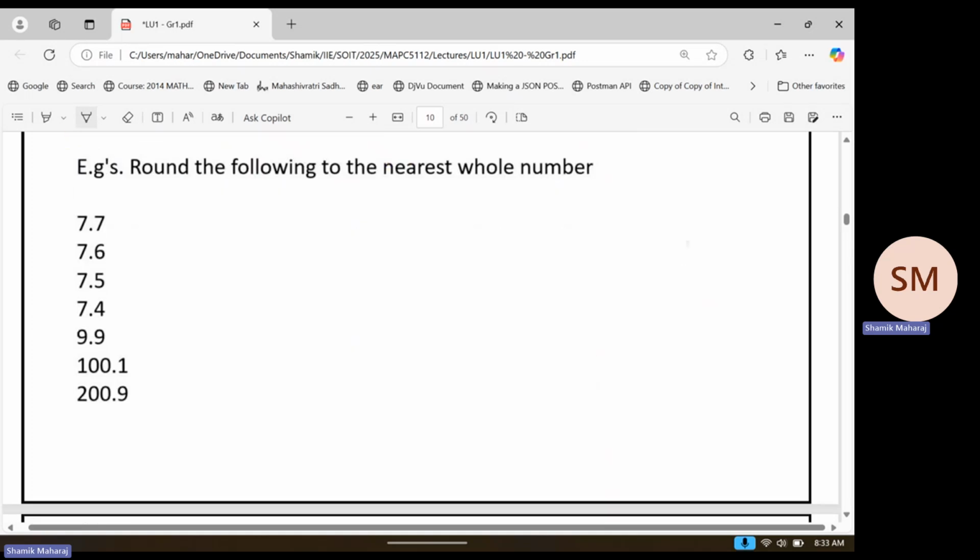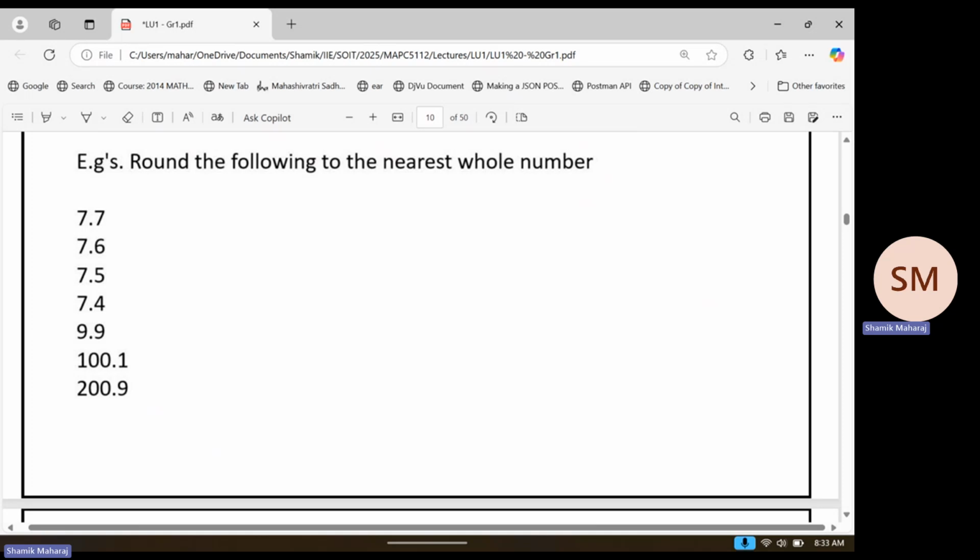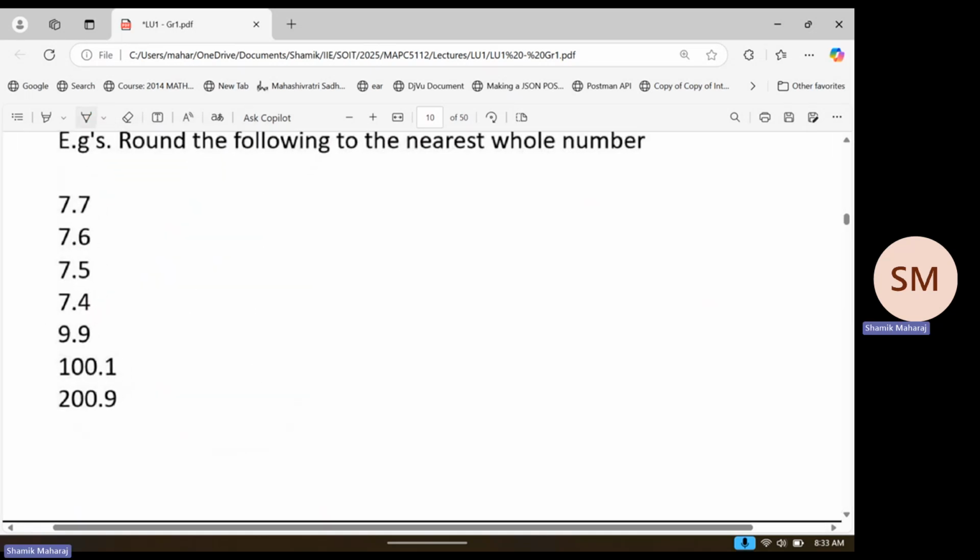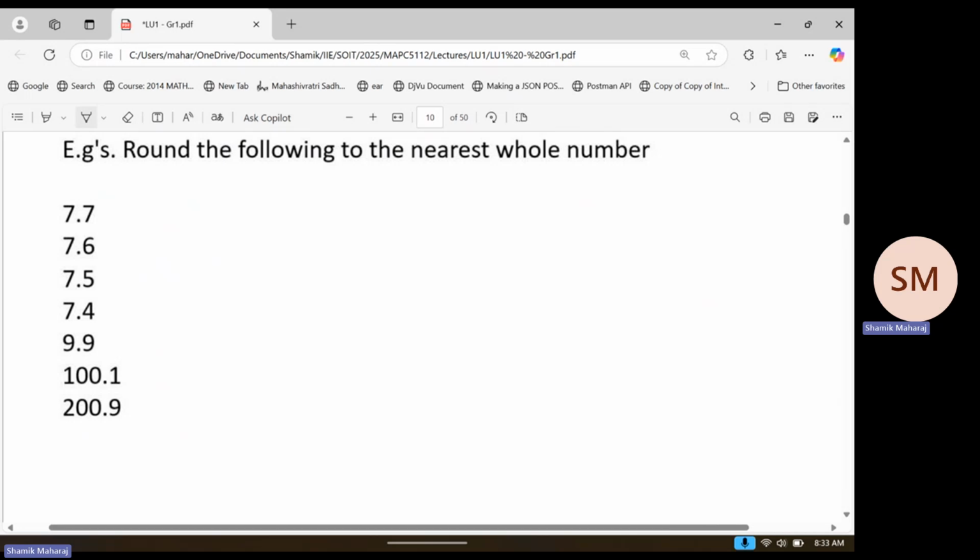So I'm going to just ask you guys to rattle the answers off to me. I have an example here. Let me just zoom in a bit. Okay. So round the following to the nearest whole number. 7.7 to the nearest whole number is 8, right? 7.6, 8. 7.5, 8. 7.4, 7. 9.9, 10. 100.1, 100. 200.9.